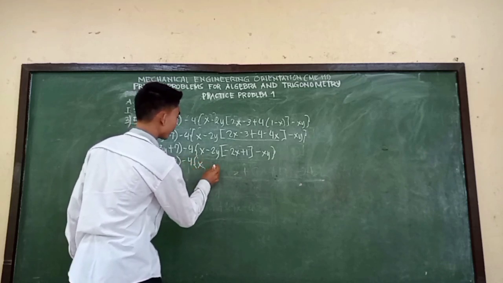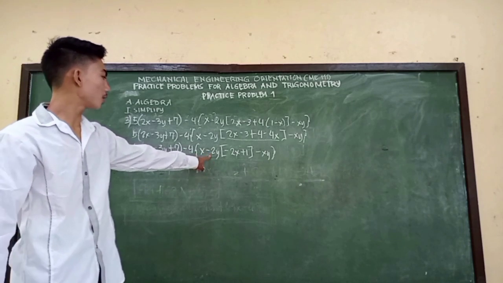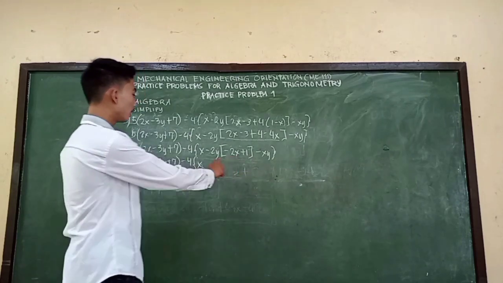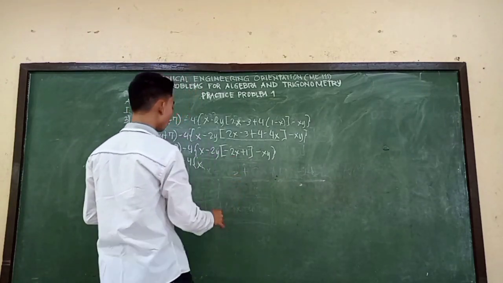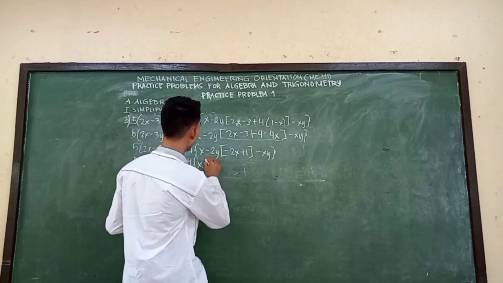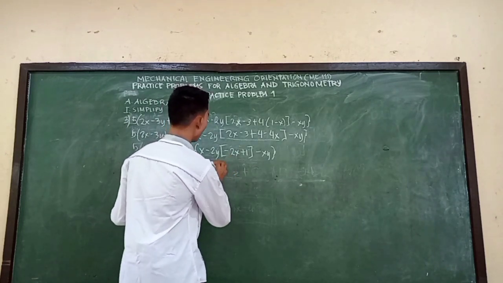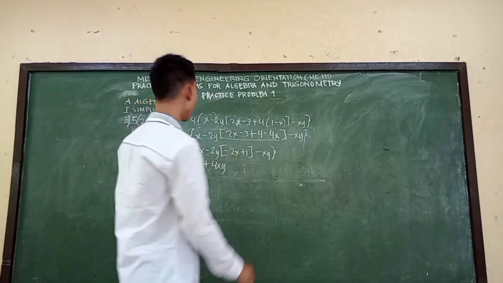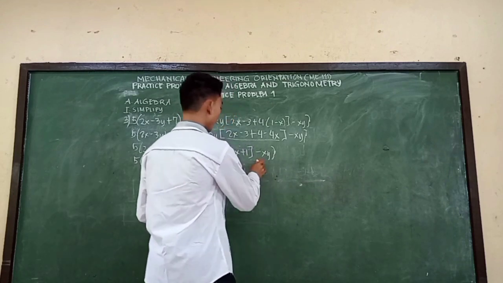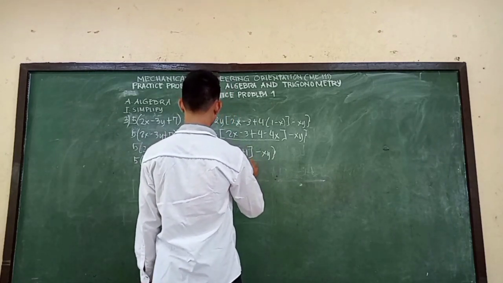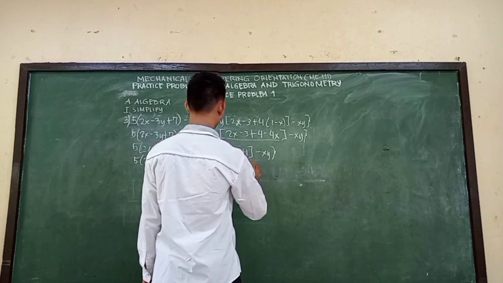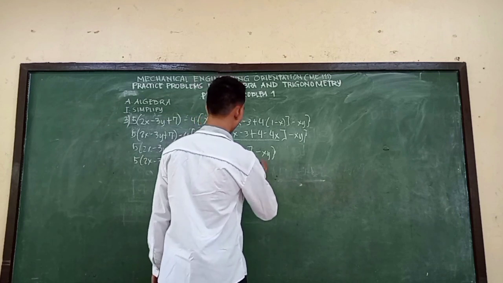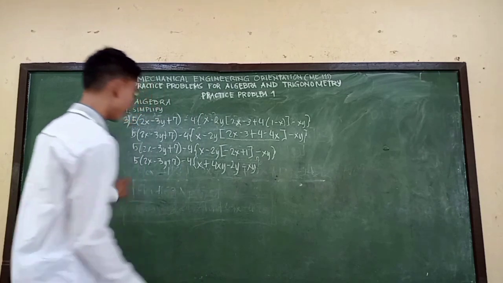4 basis x. We will distribute this negative 2y with negative 2x plus 1. Negative 2y times negative 2x is equal to positive 4xy. The negative 2y times 1 is equal to negative 2y. And then minus xy. Then the braces.